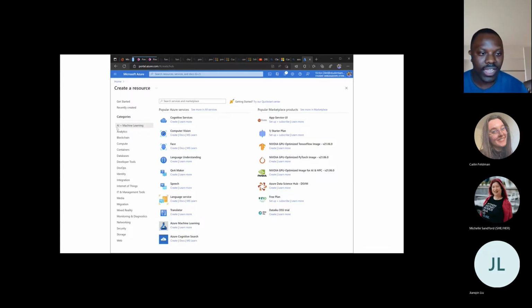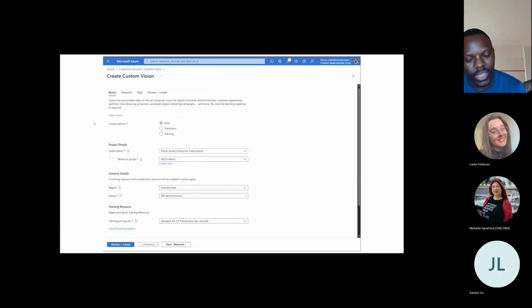There would be a create a resource button just on the homepage, and once you press that, we have various services, and our service of interest would be custom vision. Sorry, custom vision, not computer vision. We'd have custom vision, and so you'd click on that. And once you do that, you need to have certain settings in place. Because we're doing both training and prediction, we would need to select the both option, and we would need to select a subscription as well, because these services can have costs associated with them.